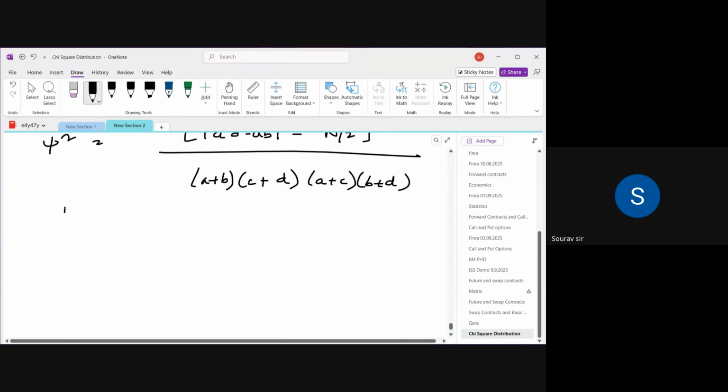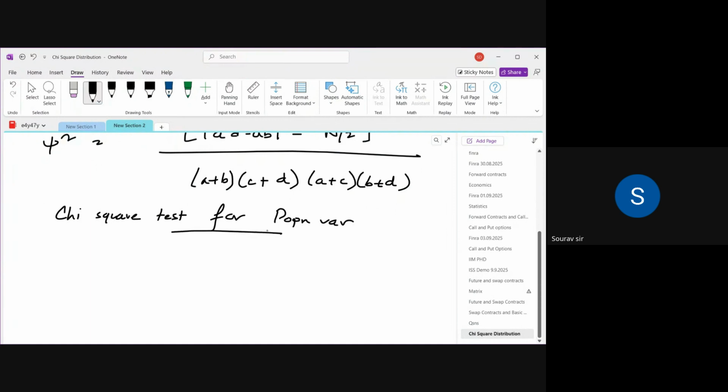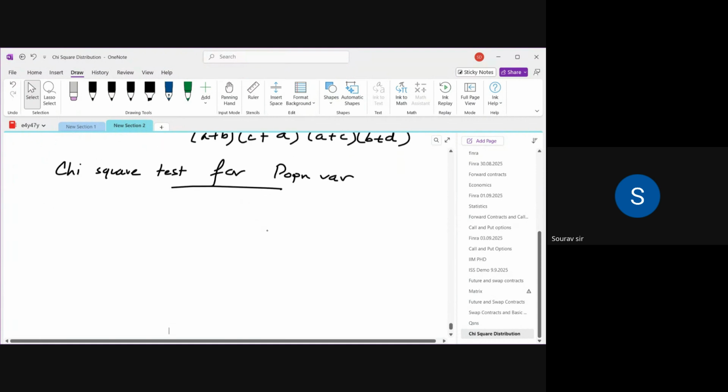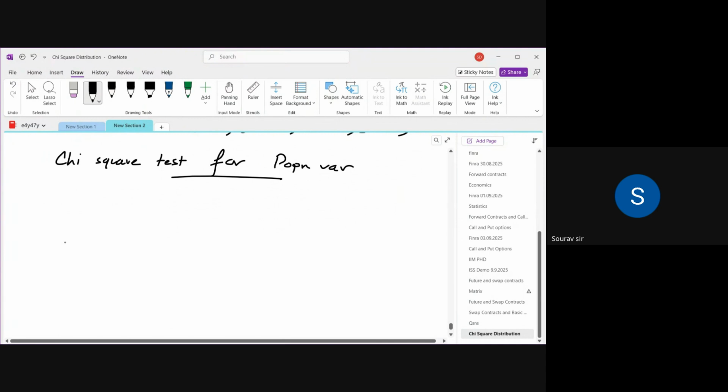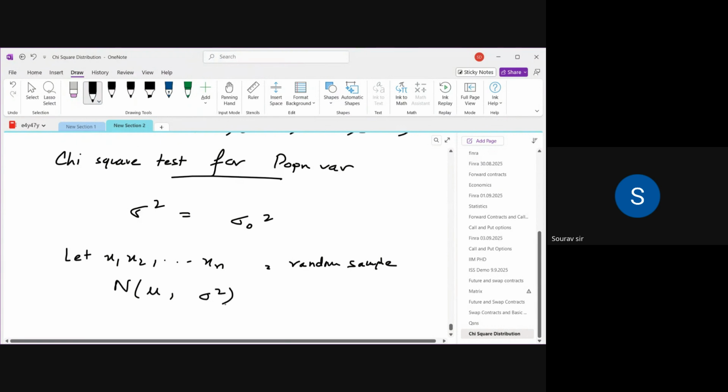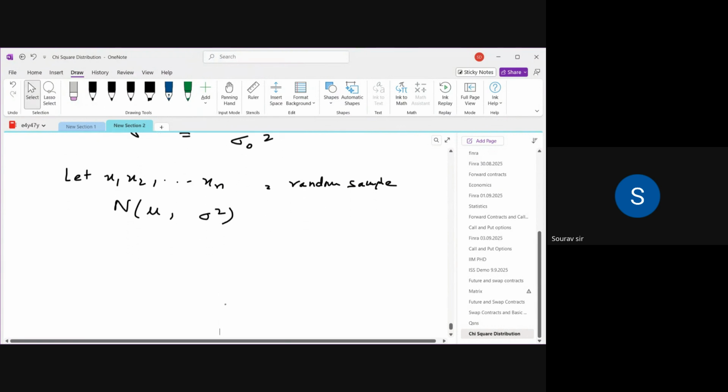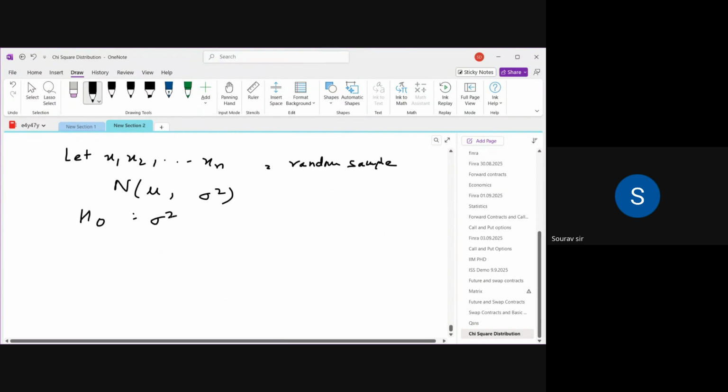Next, chi-square test for population variance. Very important topic. We know sample statistics, we all do. So population variance, we have to. Suppose we want to test if the given normal population has a specified variance. So how we do that? Let x1, x2 till xn be a random sample from a given normal population. To test, again we set the null hypothesis and alternative hypothesis, with sigma square.